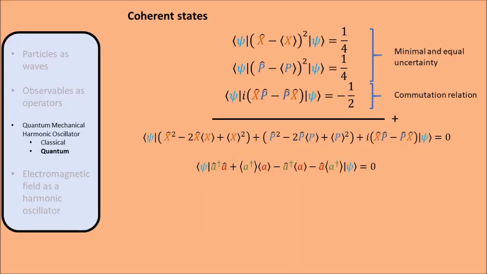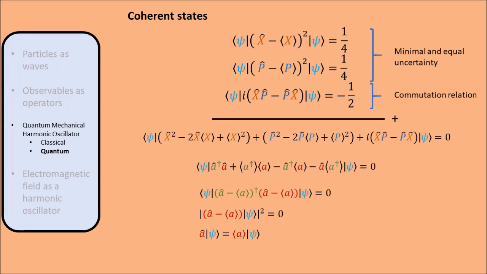expression, and we find that some factor times its Hermitian conjugate equals 0. This means that the length of that vector is 0, which means that the vector itself must be the null vector. If we now rearrange the terms, we find an eigenvalue equation that says that a applied to psi must equal the mean value of a times psi.